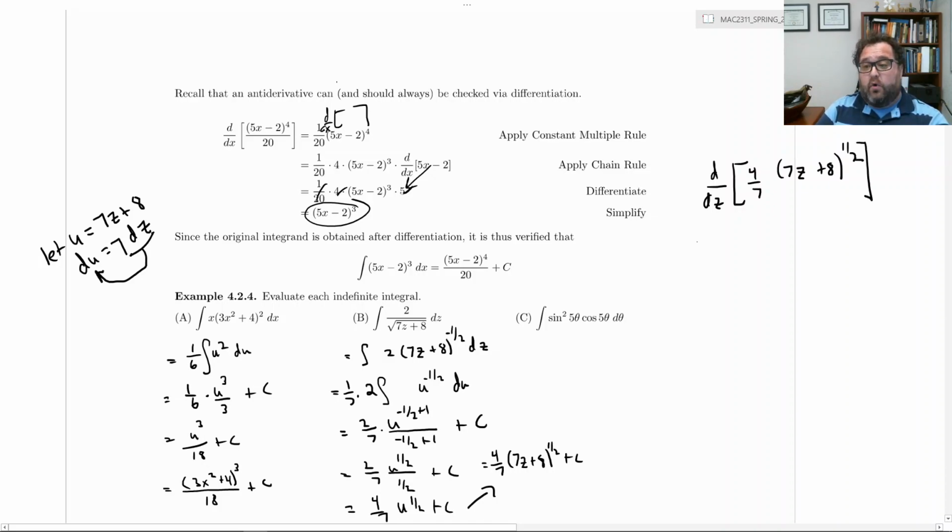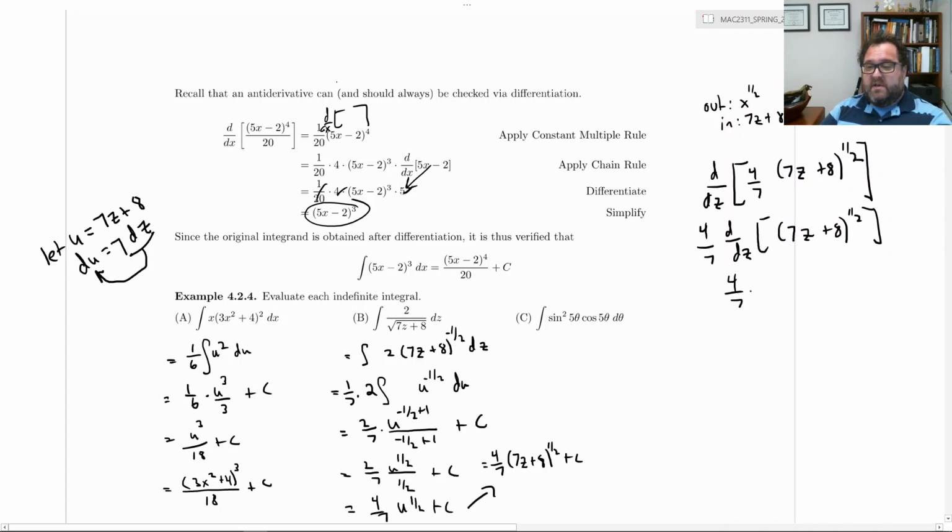Let's factor out the 4 over 7 using the constant multiple rule of differentiation. That leaves us with just (7z + 8) to the 1/2 power. Now again, we have a composite function. So the outside function is what? It's x to the 1/2 power. The inside function is 7z + 8. And so let's see what the chain rule tells us.